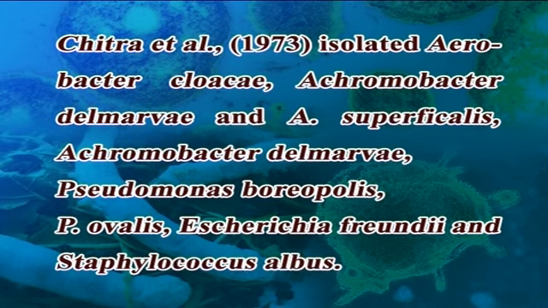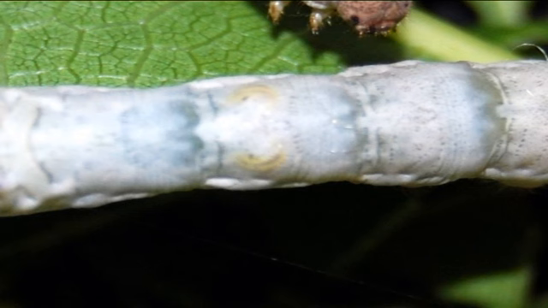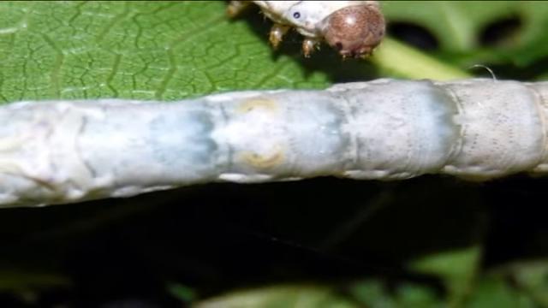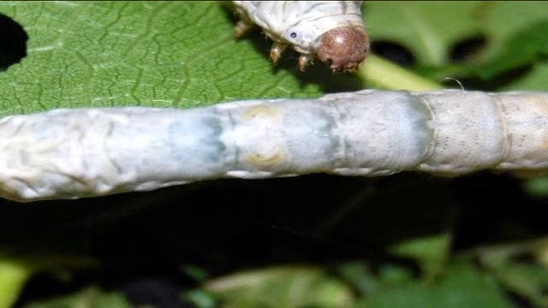Chitra et al. isolated Aerobacter cloacae, Achromobacter delmarvae, Achromobacter superficialis, Pseudomonas boreopolis, Pseudomonas ovalis, Escherichia freundii and Staphylococcus albus. Flacherie in silkworm is a syndrome characterized by flaccidity of the larval body. The flaccidity caused by bacteria is referred to as bacterial flacherie.